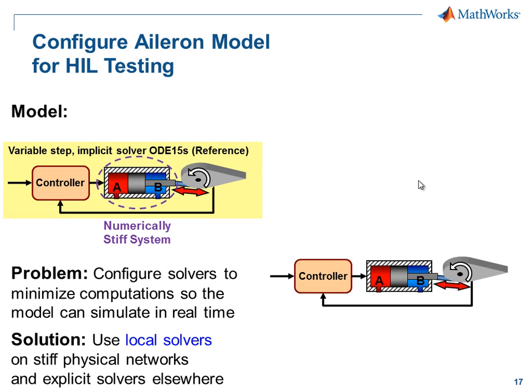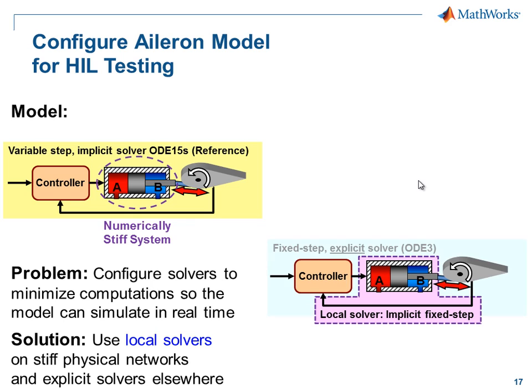We could simulate the entire system using a fixed step implicit solver. However, this would require more computations than is necessary on the non-stiff portions of the system. A more efficient configuration would be to use an implicit fixed step solver on the numerically stiff portions of the system and then use an explicit solver on the rest of the system.